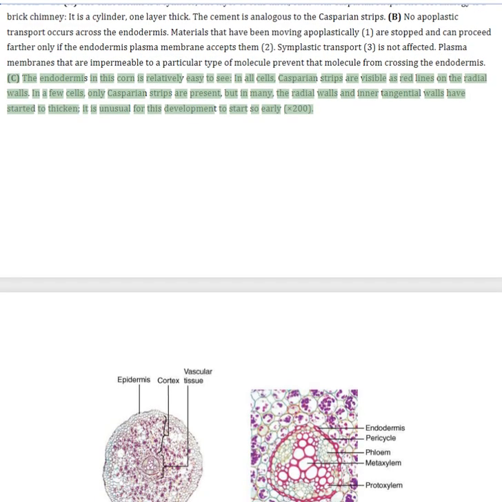The endodermis in this corn is relatively easy to see. In all cells, Casparian strips are visible as red lines on the radial walls. In a few cells, only Casparian strips are present, but in many, the radial walls and inner tangential walls have started to thicken. It is unusual for this development to start so early.